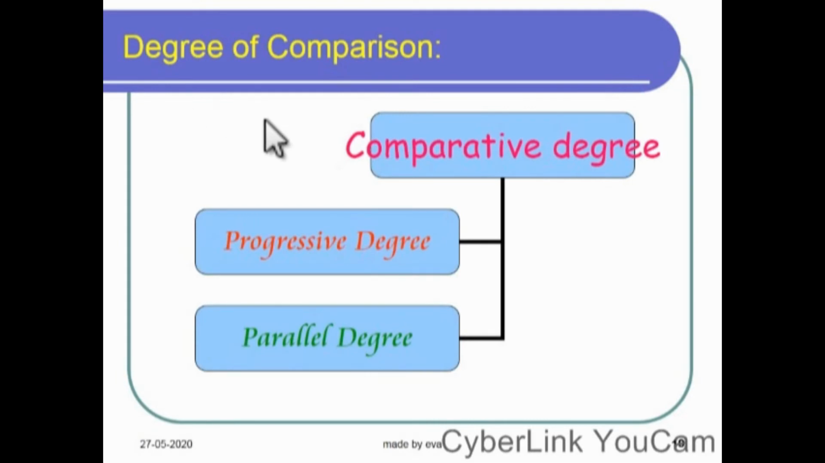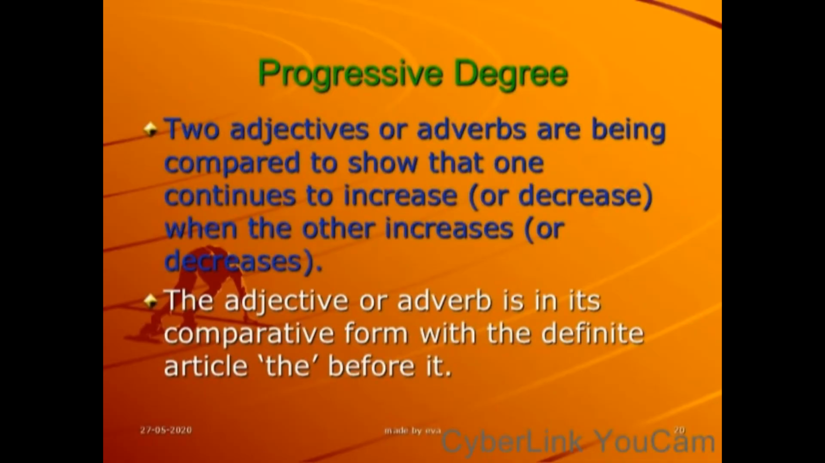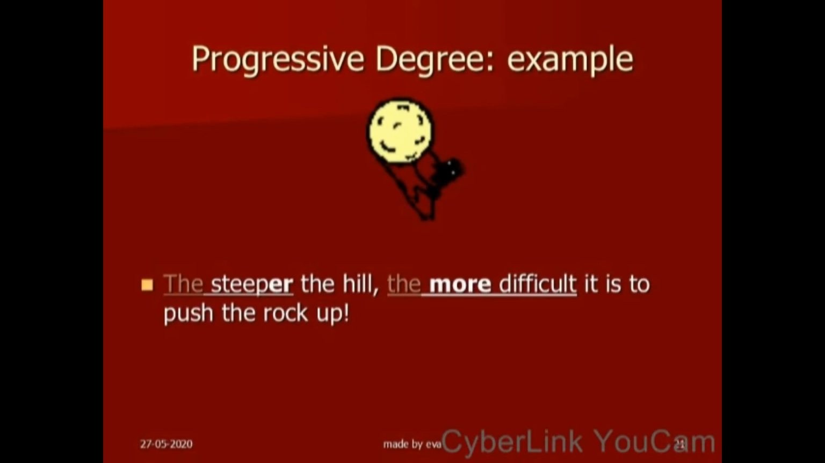Degree of comparison. We find two kinds of comparative degree: progressive degree and parallel degree. Just see about progressive degree. This is not necessary for you. Example of progressive degree.